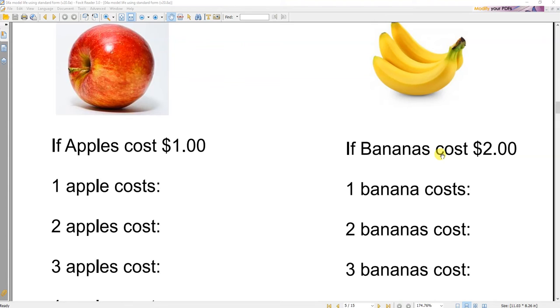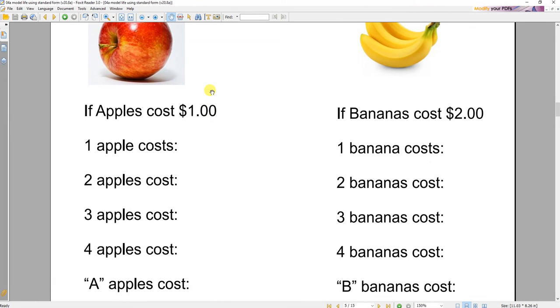So if apples cost $1, how much would, let me zoom, can I zoom out? There you go. So one apple would be what? 1 times $1, right? Which would be $1. 2 apples would be 2 times $1. 3 apples would be 3 times $1. 4 apples would be 4 times $1. A apples would be A times 1, right?